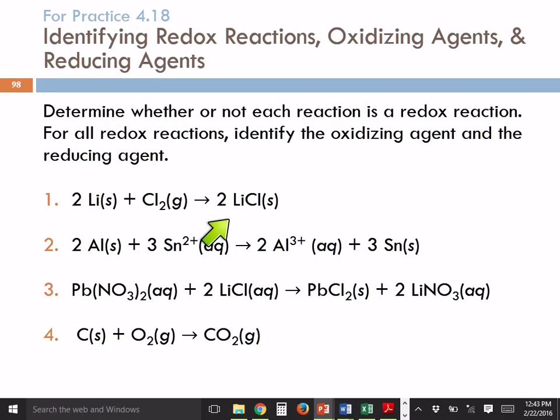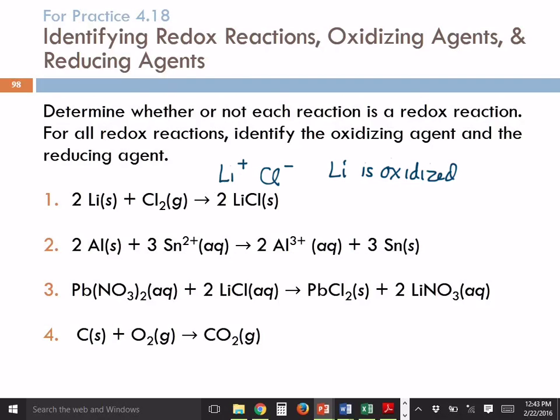So this is the formation of an ionic compound, and so we can look at the ionic charges. We don't have to go and look at oxidation states. In this compound, we've got lithium plus and chlorine minus. Lithium is going from 0 charge to +1, so it lost an electron, right? Oxidation is loss of electrons. So lithium is oxidized.